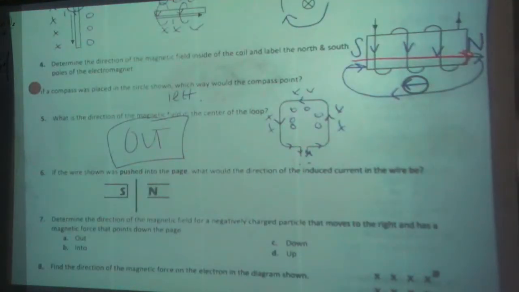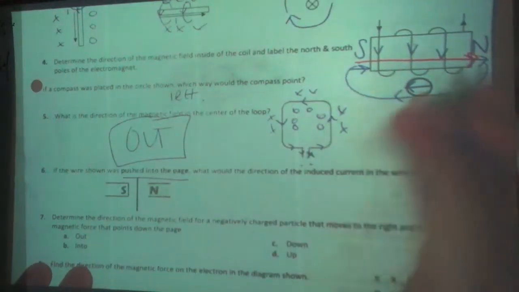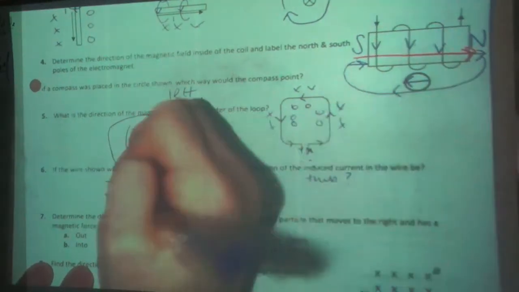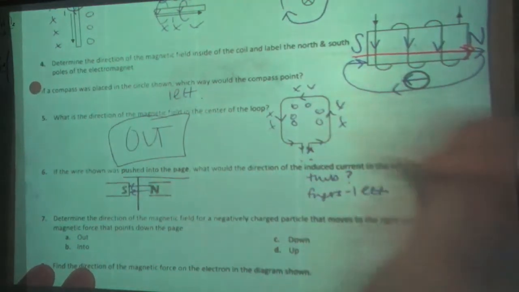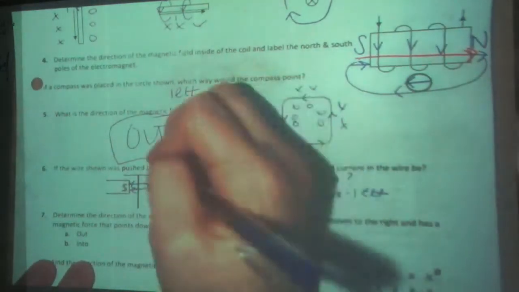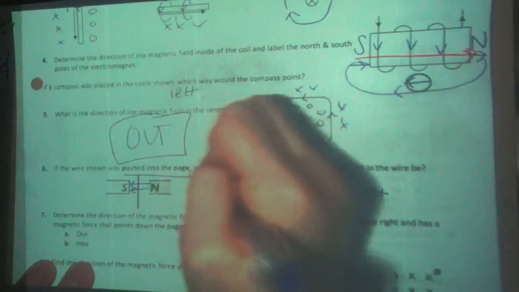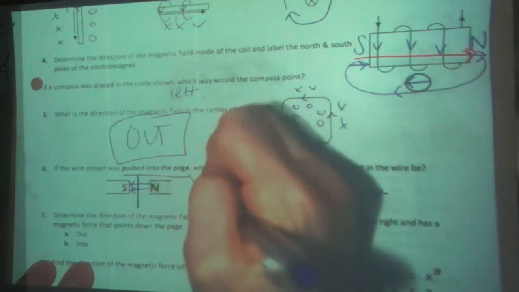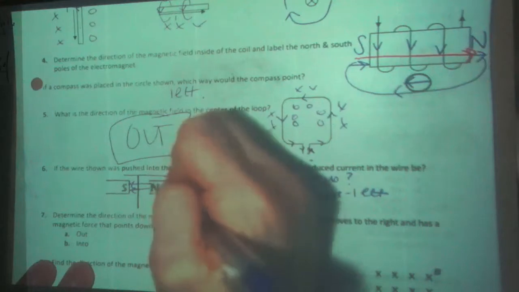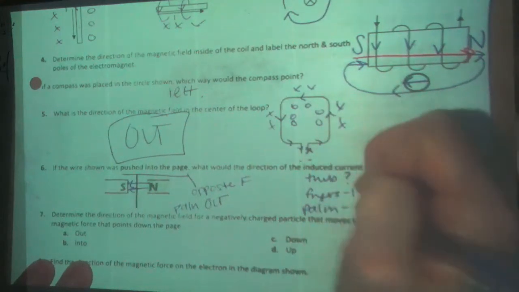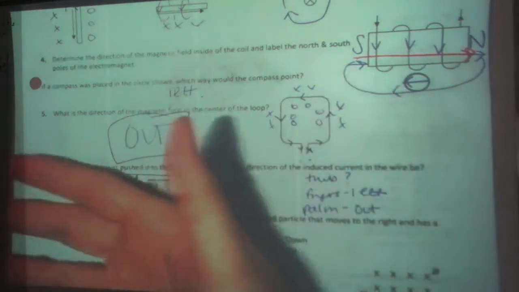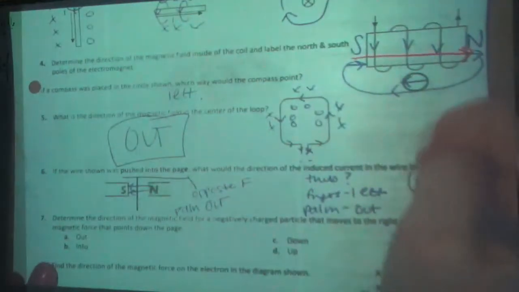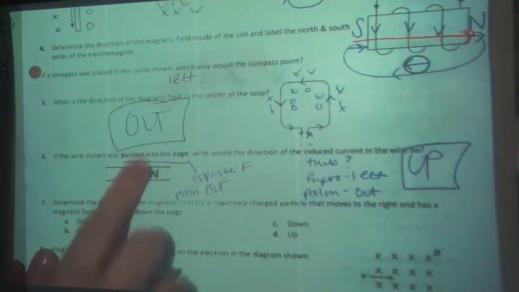Number 6, wire is being pushed into the page. What is the direction of the induced current? So I'm looking for what my thumb is doing. My fingers are going out of north and into south, so my fingers should be going to the left. And then it was pushed into the page. Well, if it's being pushed into the page, I'm going to feel an opposite force. So I'm going to feel force out of the page. So my palm should be facing out of the page. Fingers this way to the left, palm facing out. That leaves my thumb, or my induced current, pointing up. So your answer was it goes up the wire. And just looking at the wire, it's either up the wire or down the wire.